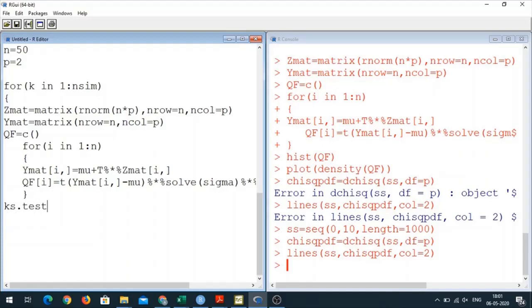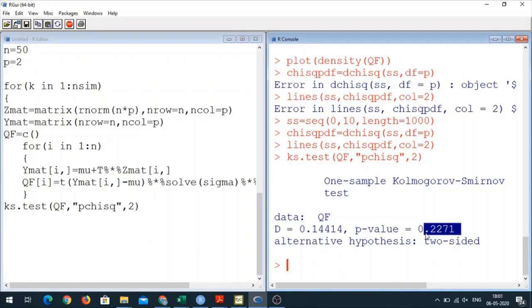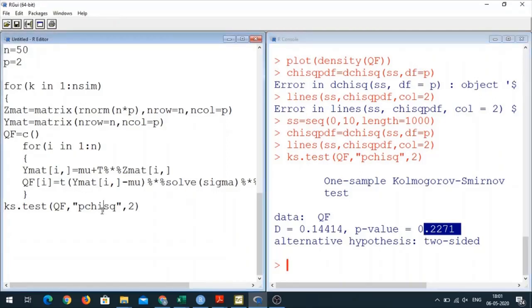So I can carry out the Kolmogorov-Smirnov test to compare it with chi-square. So p chi sq and degrees of freedom equal to 2. Okay, so you can see here the output of the test. The p value is this. So the p value is greater than 0.05, which means the test says that the chi-square assumption is accepted.